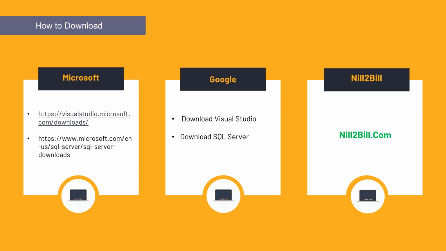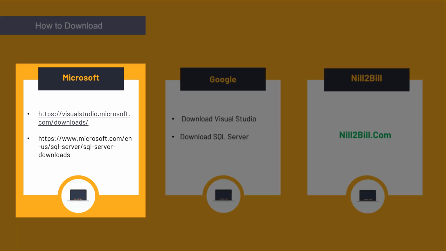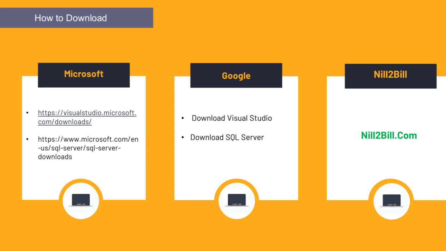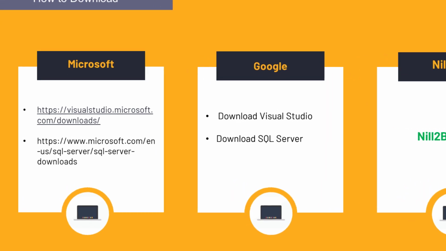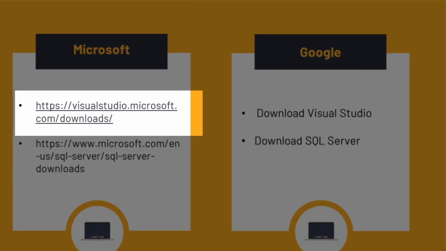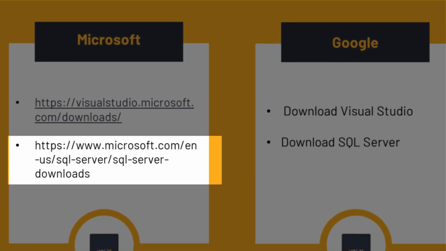Now you have 3 ways to download the free versions of SQL Server and Visual Studio. You could go straight to the Microsoft website and download them from there. All you've got to do is enter these 2 addresses and download the version you want to get. The first address is for Visual Studio, and the second is for SQL Server.